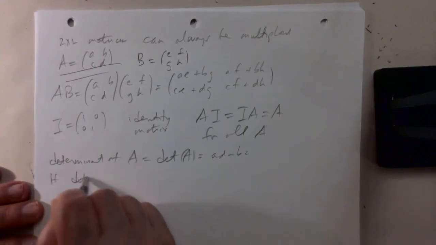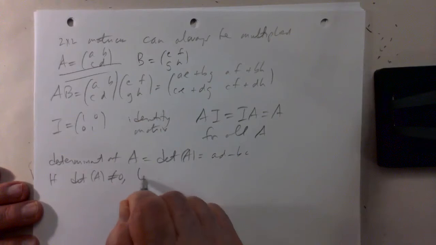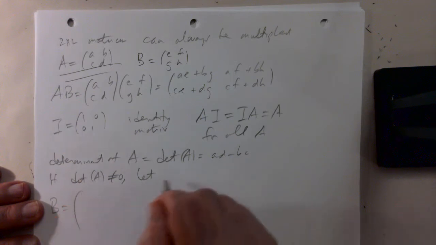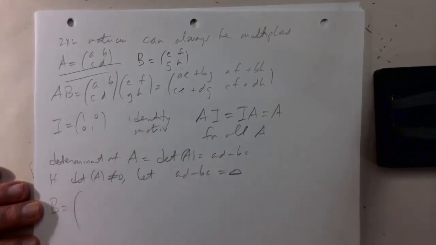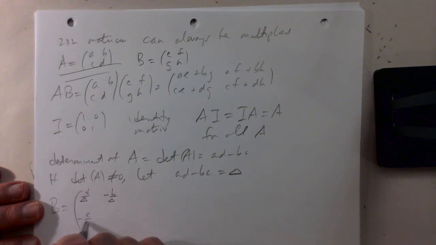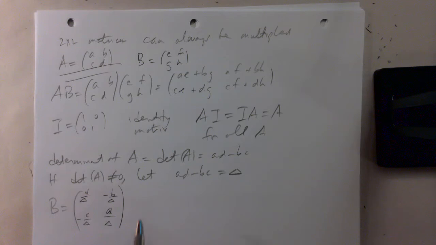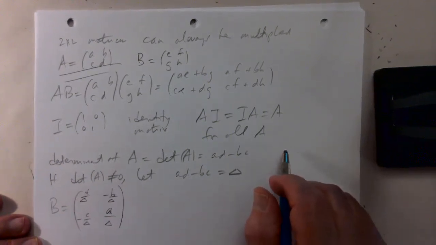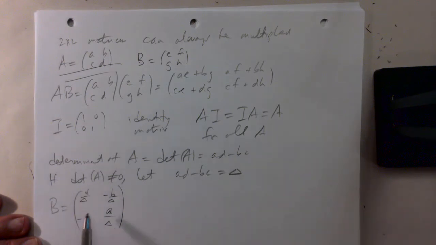So if the determinant of A is different from 0, suppose we let B be the matrix, so that AD minus BC, let me just call it delta so I don't have to keep writing AD minus BC. D over delta, minus B over delta, I can divide by delta, minus C over delta, A over delta. So, let's say we're looking at matrices with real coordinates. Actually, why is this a good matrix?